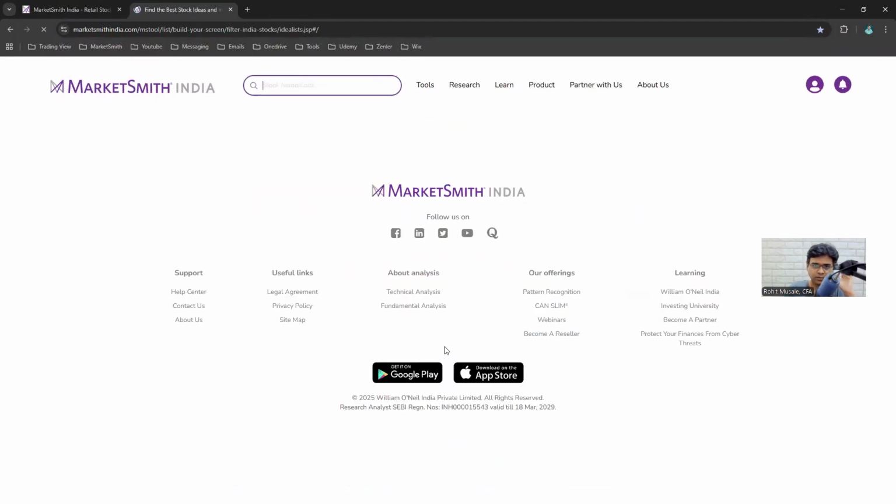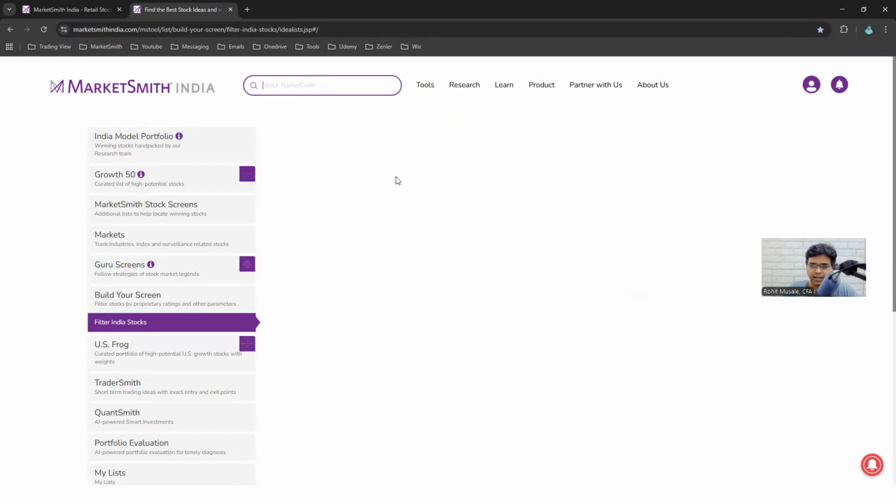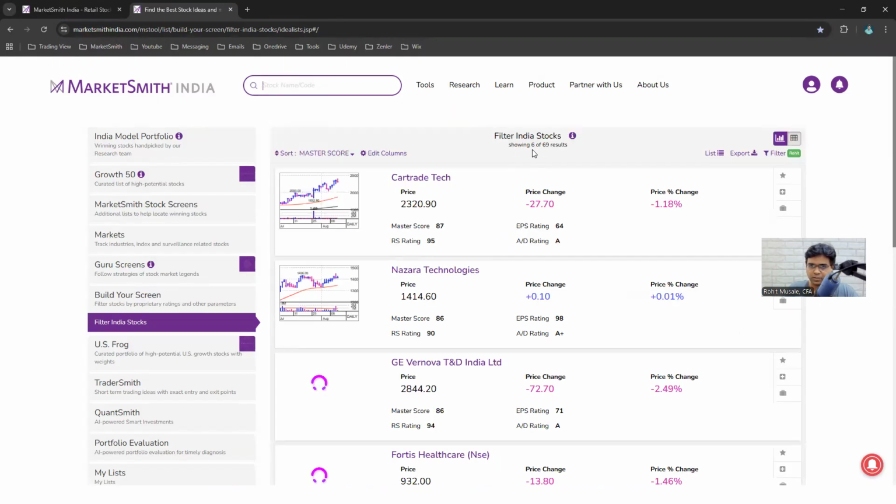So this is my evergreen filter. I track the number of stocks that show up here. See, now it's showing 69 stocks. If I track this number daily and the number is decreasing, what does that mean? It means that on the overall broad basis, the stocks are declining, right?